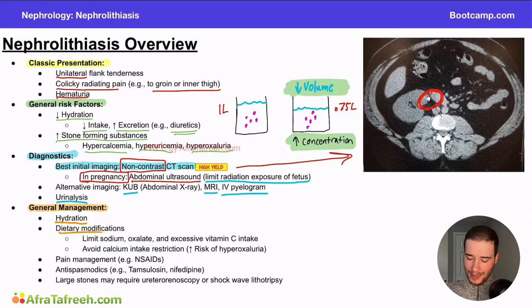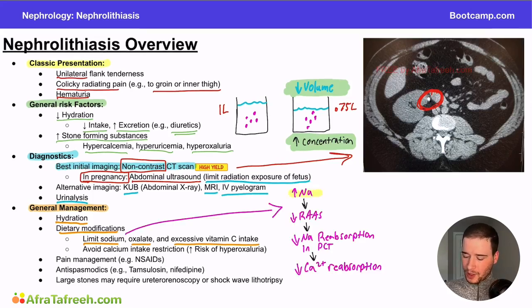Next, we want to look at things like dietary modifications. And these include things like limiting sodium, oxalate, and excessive vitamin C intake. So why? Why would these help? Well, for sodium, if we think about our pathways in the kidney, we know that high levels of sodium is going to decrease the RAS system. Because if we have high levels of sodium, that means we're probably going to have high levels of extracellular volume, which is going to downregulate RAS. This makes sense, right? Because what is RAS typically doing? It's typically sensing a low sodium level, a low circulating volume, and it's activating.